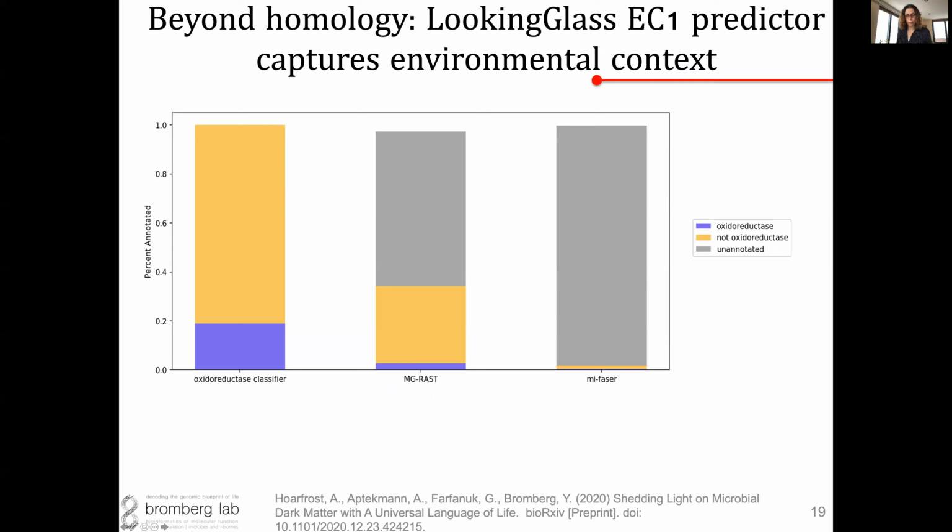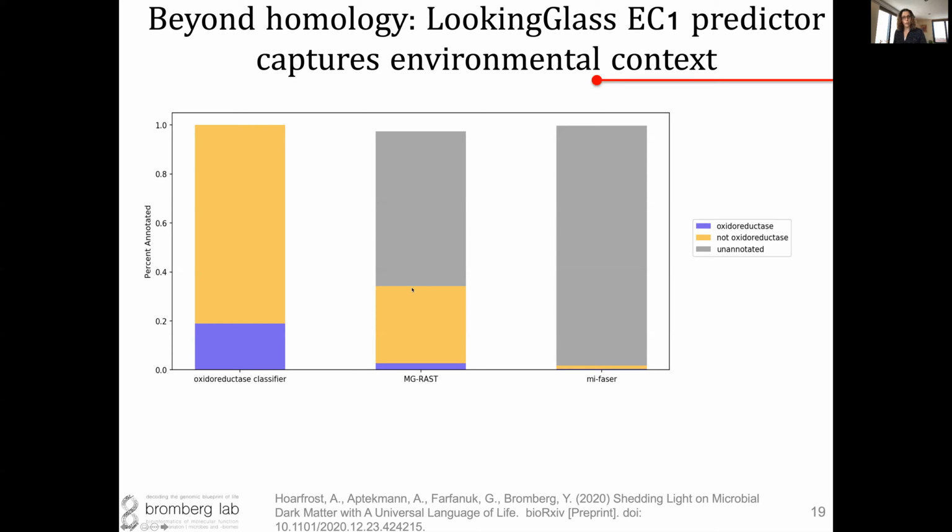And so it should be a fairly simple task, except our reference database is fairly limited. So when you ask MyPhaser to do this, it's only able to identify a fairly small amount, or actually a very small amount, of the reads as belonging to this oxidoreductase class or not belonging to the oxidoreductase class. If you ask MG-RAST, which is another very popular method for annotating sequence reads, it's actually only able to annotate about 30% of the data.